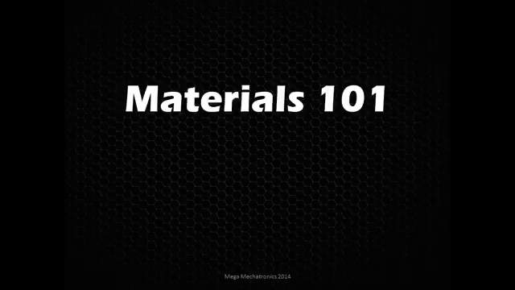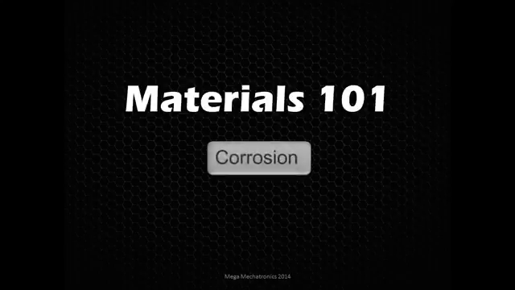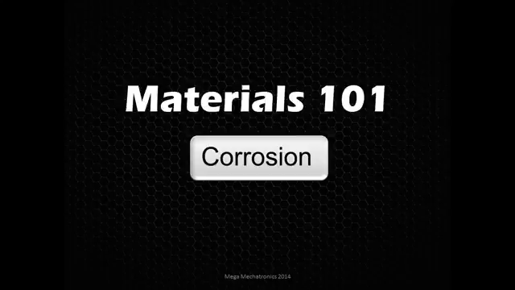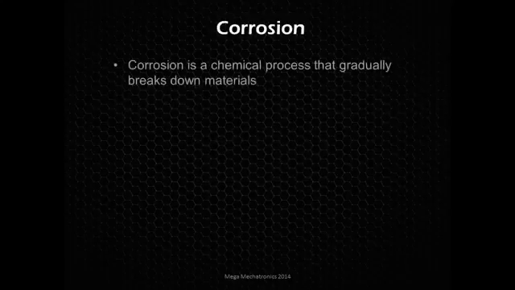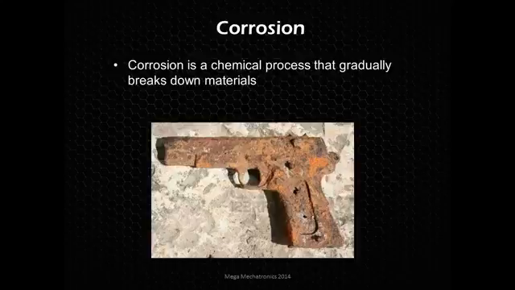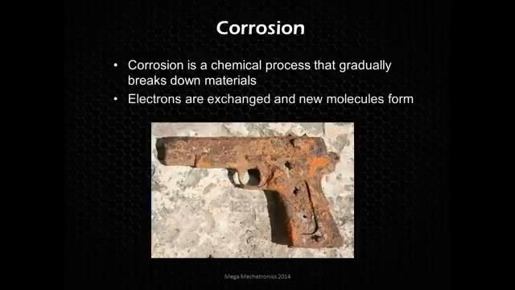Alright, welcome back to the Mega Mechatronics Bootcamp series for mechanical engineering. We're covering topics in materials, and we are going to be talking about corrosion in this video. Corrosion is the chemical process that gradually breaks down materials, where electrons are exchanged and new molecules are formed. There are a lot of different classifications of corrosion, including things like erosion and wear. We're going to focus on these chemical processes. I feel those are the most important that we need to start with.